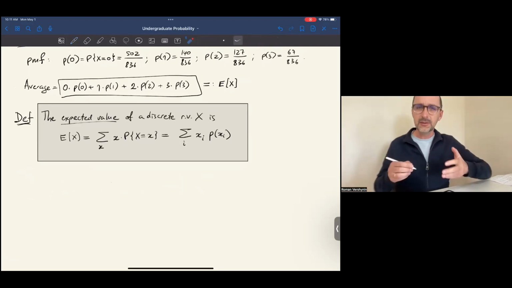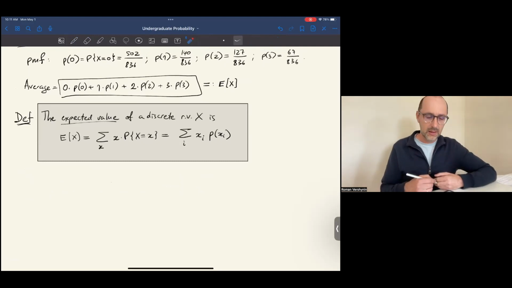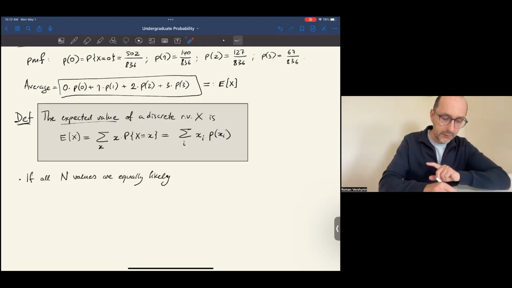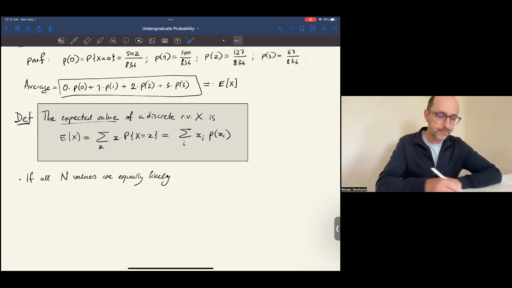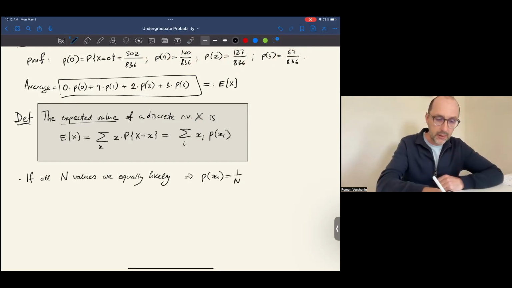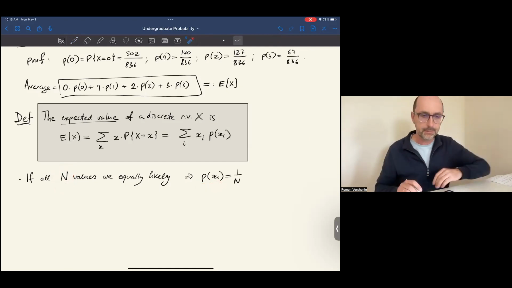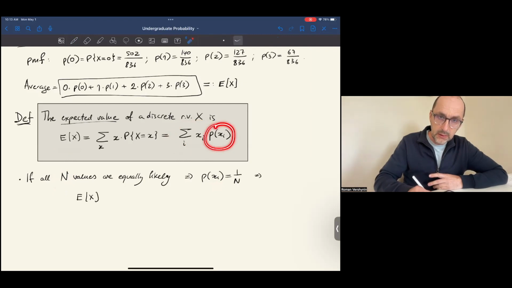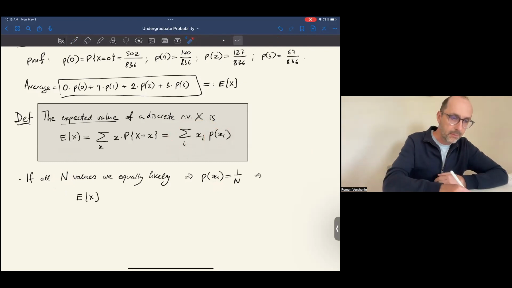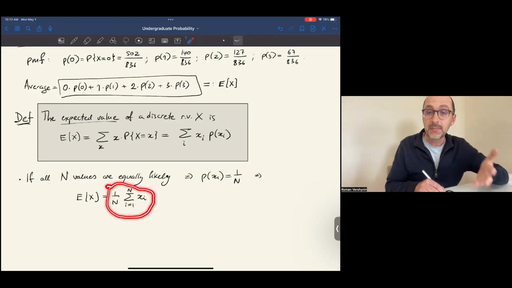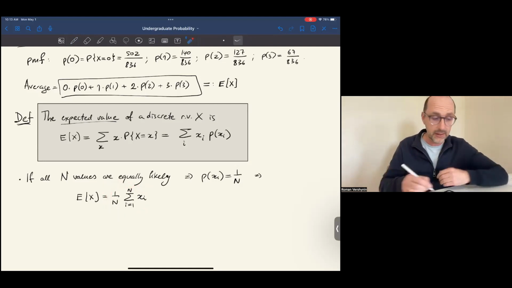Let's make this definition a little more friendly, more intuitive. For example, suppose a random variable x takes capital N values and all of them are equally likely, which, by the way, does not happen here. These probabilities are different. But if they were the same, then all these probabilities would be 1 over n. And that's because the total sum of these probabilities needs to be 1, and there are capital N of them. In this case, P of xi is 1 over n, so we can pull it out of the sum, and the expected value becomes this. This is just the arithmetic mean, the true average of capital N numbers.